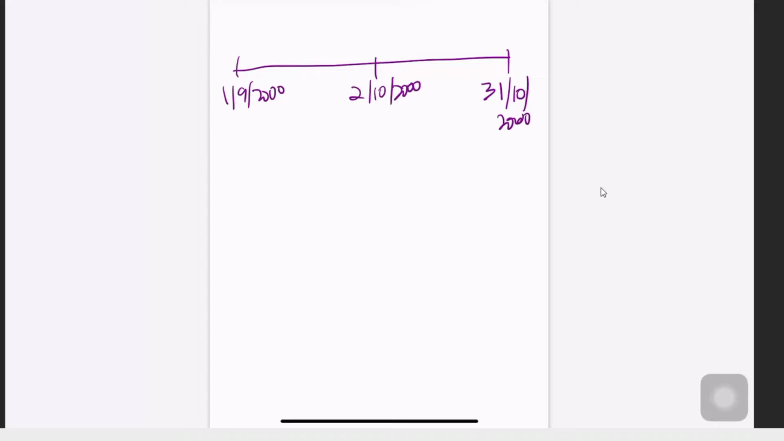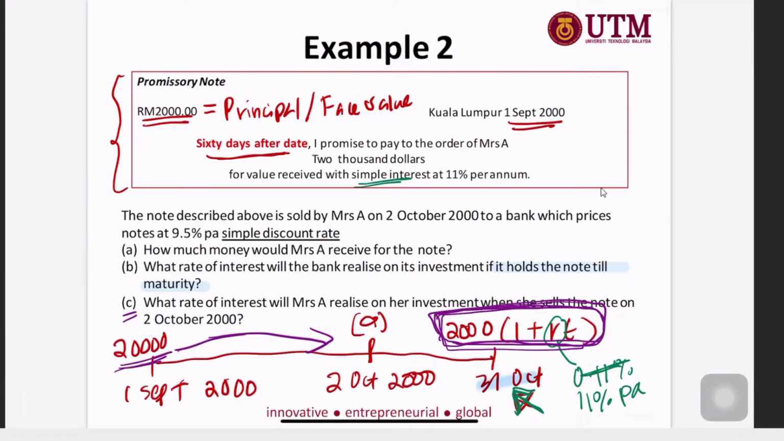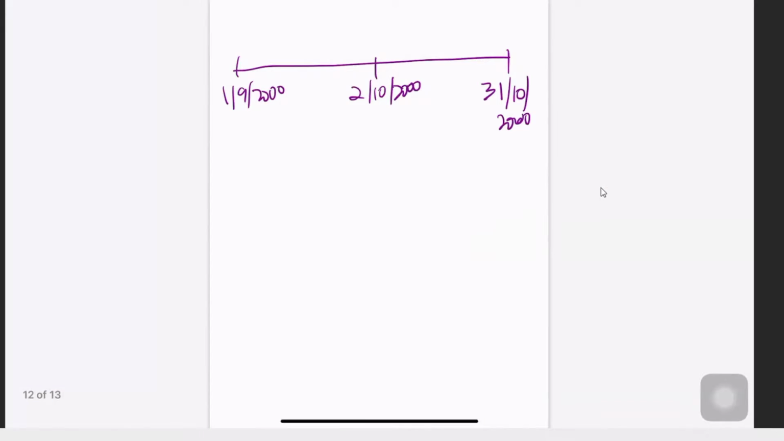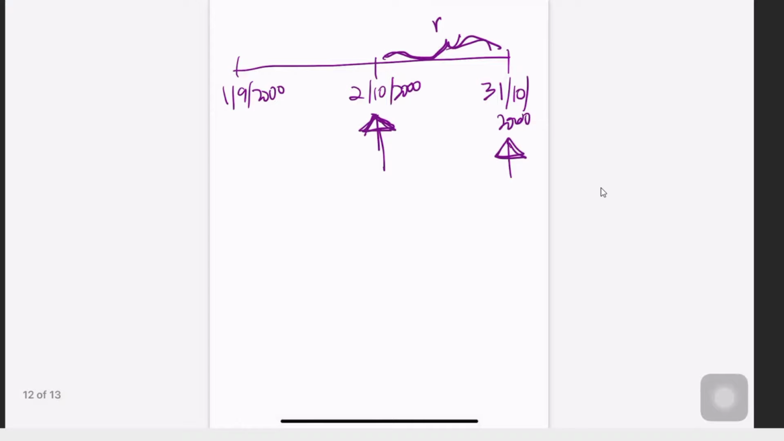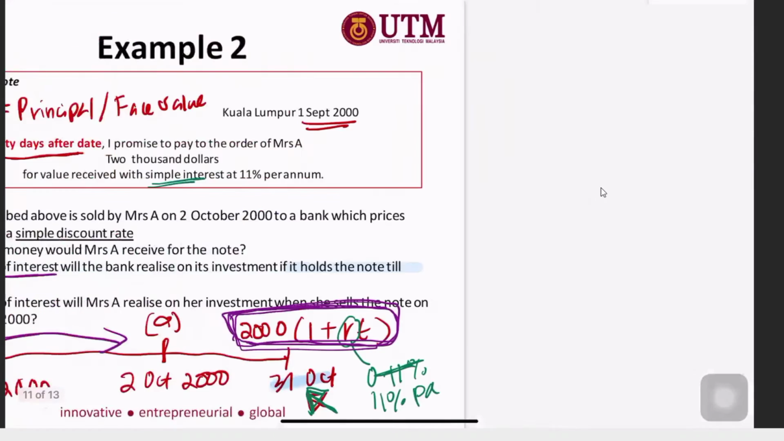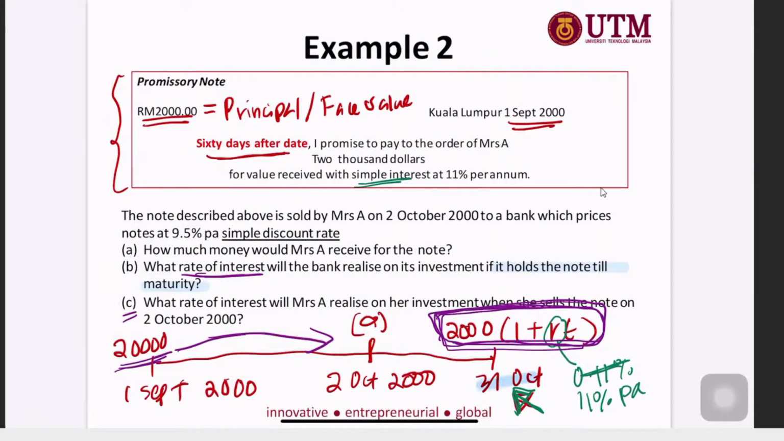Okay, so now the bank gets the note here. And now the bank will hold the promissory note until this time. So what is the rate of interest that the bank will use for this transaction? Rate of interest means this one would be the value of R, not the discount rate. This one is for the rate of interest. Okay, so this one is for B. So I will just show you the general time period. Later you can try. Okay, for C, what rate of interest will Mrs. A realize on her investment?